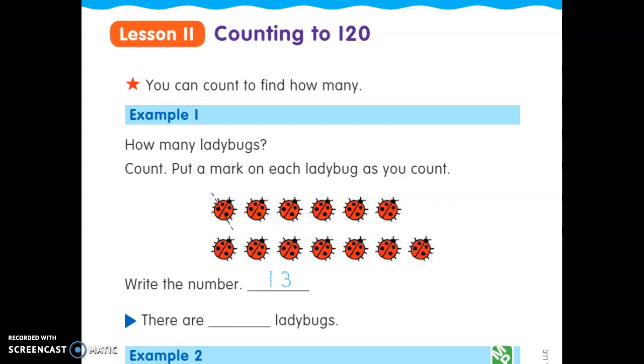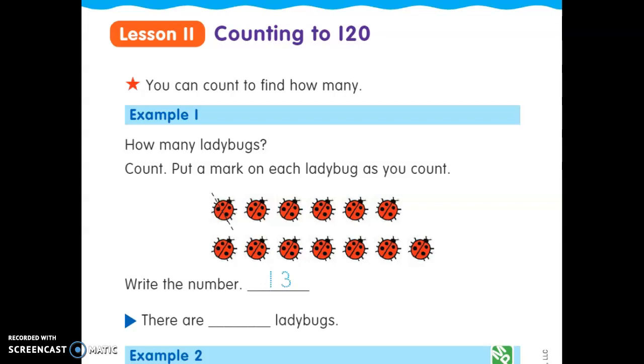And we are going to be counting to 120. And I know you guys can all count to 100. So what we are going to do is count to find how many. One trick that we have taught you guys in class is to put a mark on each ladybug as you count so that you know how many you count.